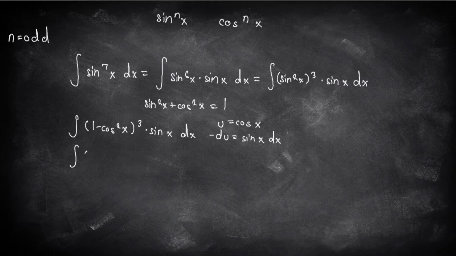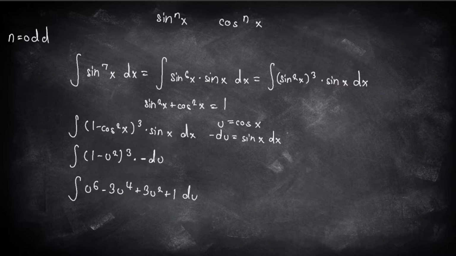So we have the integral of 1 minus cosine of x, which is u, so this is u squared, times negative du. When you multiply this out, including this negative, you're actually going to get the integral of u to the power of 6 minus 3u to the power of 4 plus 3u squared minus 1. I'm not going to take time to show the math, but basically this is what it's going to expand out to.